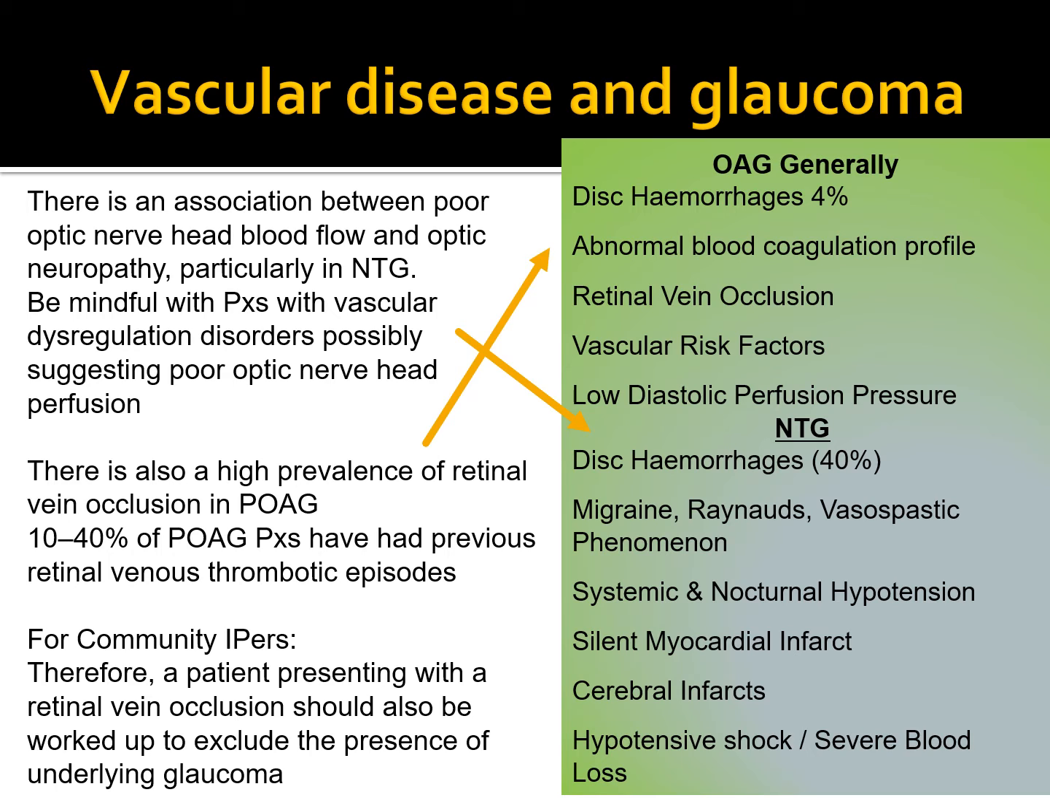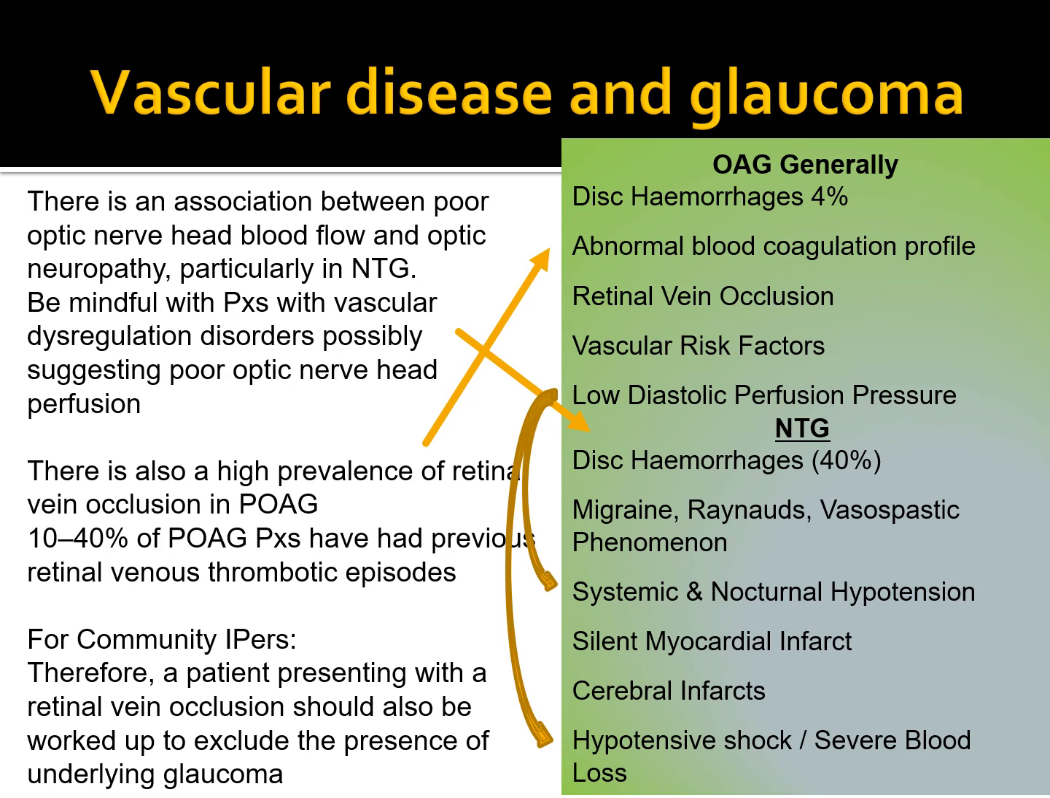So for community IPs, therefore, a patient presenting with a retinal vein occlusion should also be worked up to exclude the presence of underlying glaucoma. Okay, that's the point that they made. I'm going to say that you're going to do that anyway, aren't you? You're always going to be looking at the optic nerve anyway. So I'm not saying you should do anything more than you'd normally do, to be honest, but you are always going to dilate. You obviously are going to look at the optic nerve and take pressures and consider the whole picture though.